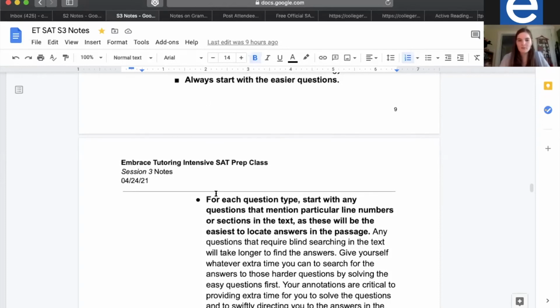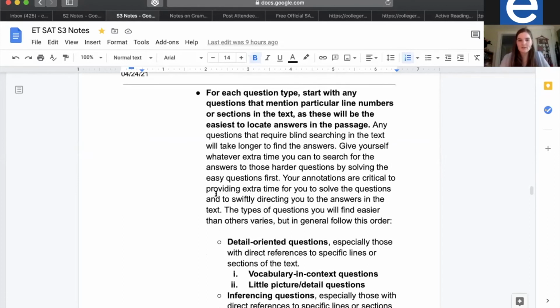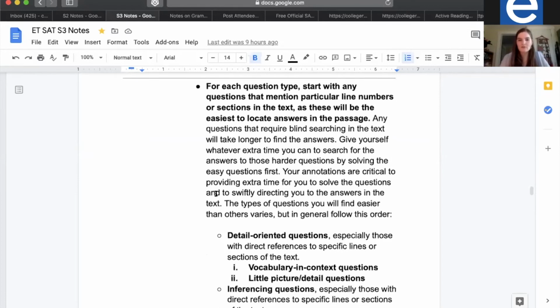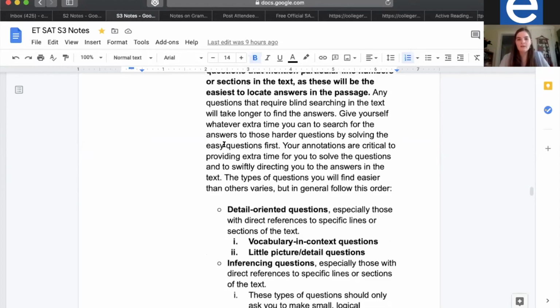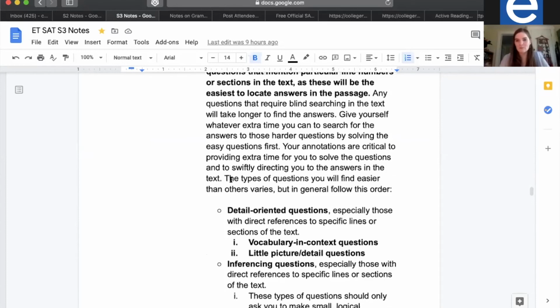Always start with easier questions. So for each question type, start with any questions that mention particular line numbers or sections in the text, as these will be the easiest to locate in the passage. So if they give you the information of where to find the information in the text, start with those questions because you don't have to hunt for them. Rather than doing blind searching, which takes longer, focus on the ones that you can answer immediately and then get to the ones that are going to take more time.